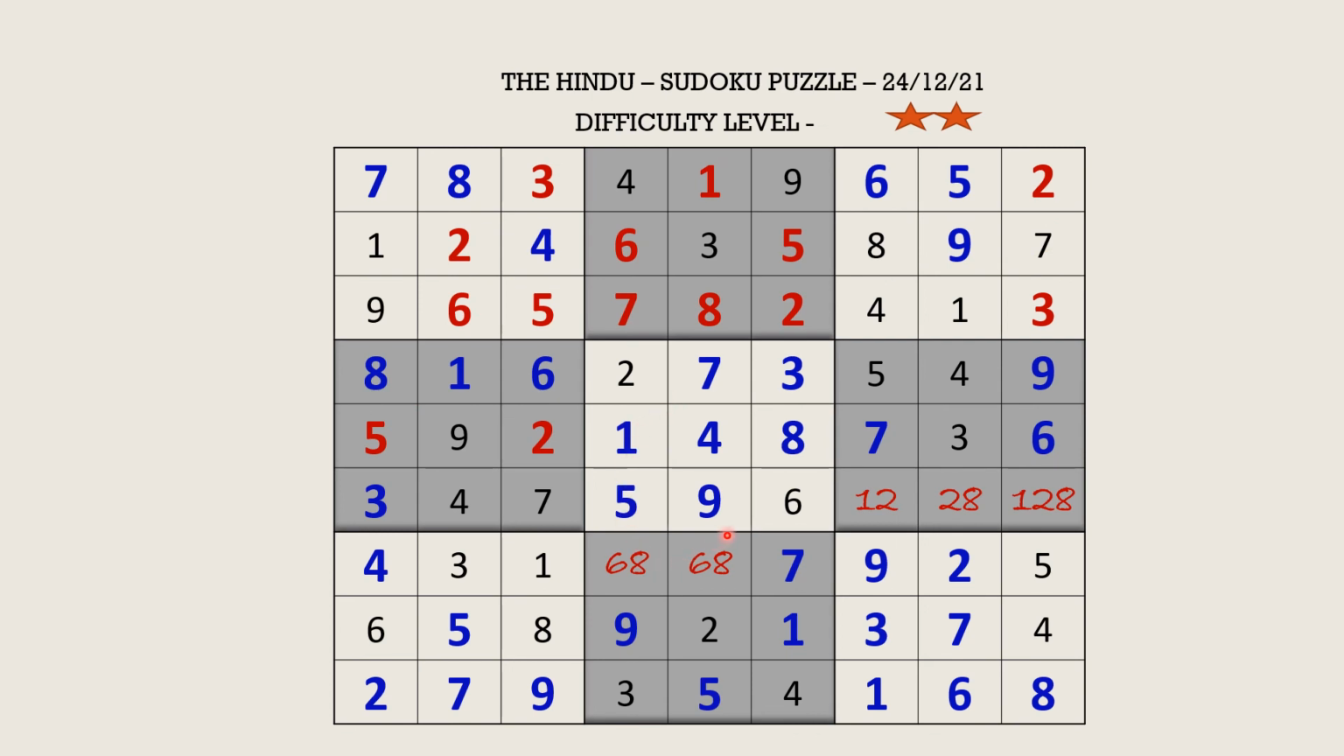So here this 8 cancels out the 8 here. So this becomes a 6 now and this becomes an 8. Here there is a 1 here. So this 1 cancels out and this becomes 2. So this 2 cancels out, this becomes 8, and here this becomes 1. And the puzzle is solved.